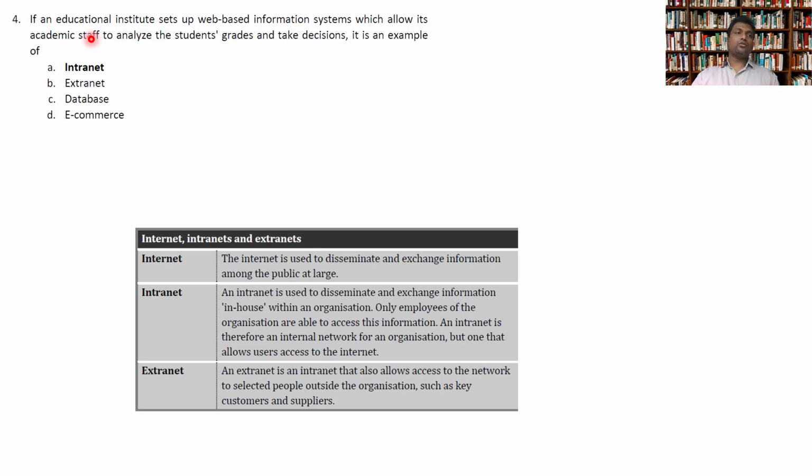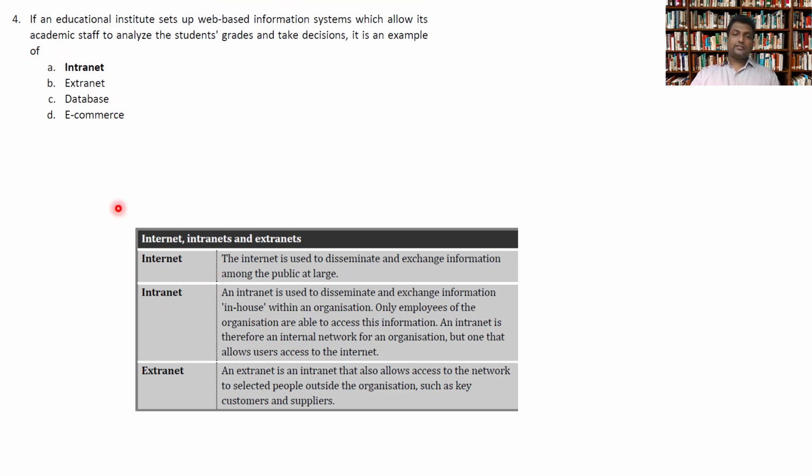So academic staff who are working in the organization, they will use the intranet to access this system, right? And some organizations will have this intranet with student information, part of this to be available via the extranet, where staff members can add and access in some part of the information, not every, but some part of the information from this. So for this question, basically it's the intranet.